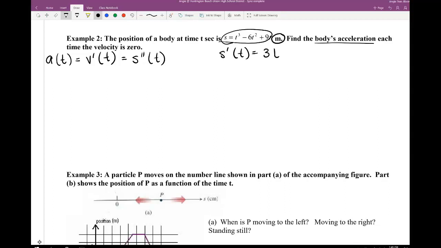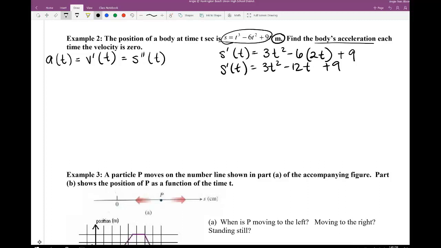So that's 3t squared minus 6 times 2t, because 6 is the constant. You can pull it out and just take the derivative of t squared, and the derivative of 9t is just 9. So now s prime of t is 3t squared minus 12t plus 9. I eventually have to do the second derivative, but let's talk about this question: find the body's acceleration each time the velocity is 0.